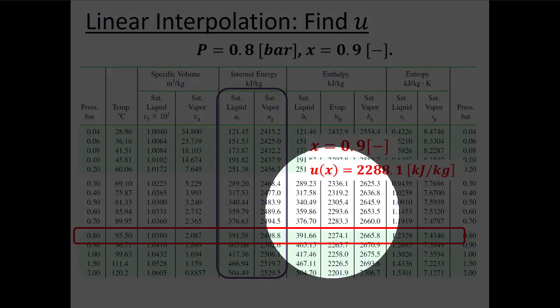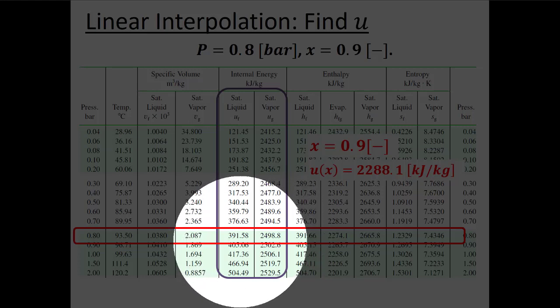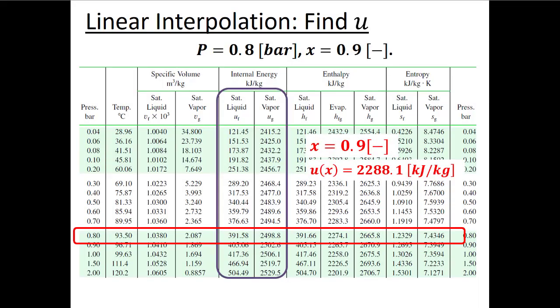2,288.1. I look at these two numbers and I say, does that make sense? And I think it looks okay because I know my quality is 0.9. So 90% of my mixture is vapor. So I should have a number that's much closer to 2,500 than it is to 390. And I think that's what I ended up with. So that's good. Hopefully, I have some confidence in this number because it looks like it's in the right ballpark.